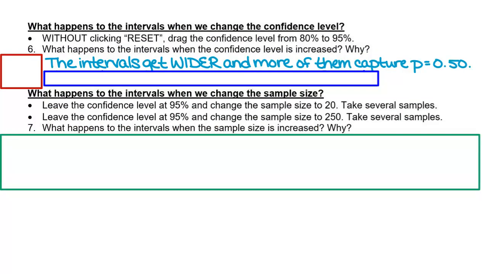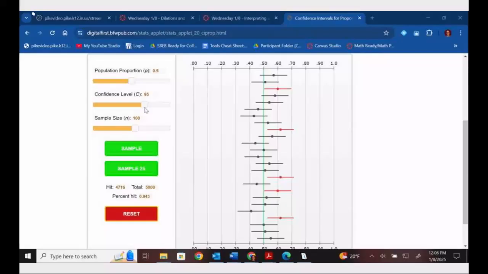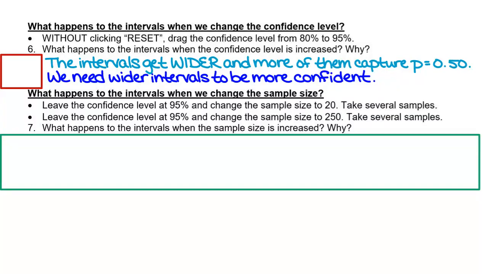The intervals get wider. More of them capture that true population proportion, P. Look at when I was at 80% here. The ones in red are the ones that don't capture the true population proportion. But when I drag my confidence level up to 95%, I have a lot fewer red ones. So the intervals get wider, and more of them capture the true proportion. We need wider intervals if we want to be more confident. So as our confidence level goes up, our margin of error goes up as well.